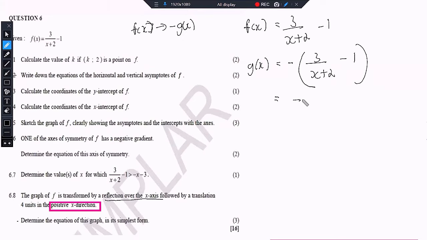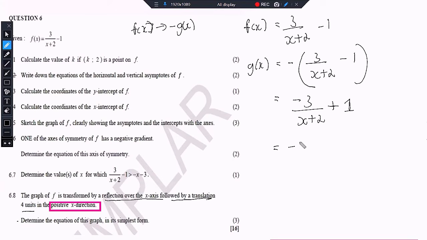So this will become negative 3. Note that this negative here only affects the a value there. So the sign does not change with the denominator here. And then it also affects this constant here. So negative and negative, it becomes positive 1. Right. So this has been reflected along the x-axis. But then we are not done. That's not the only transformation that took place. Also, it is followed by a translation 4 units in the positive direction.